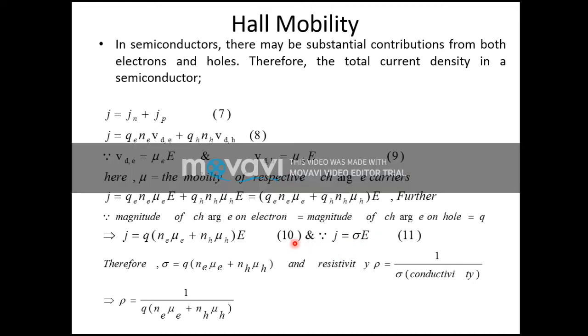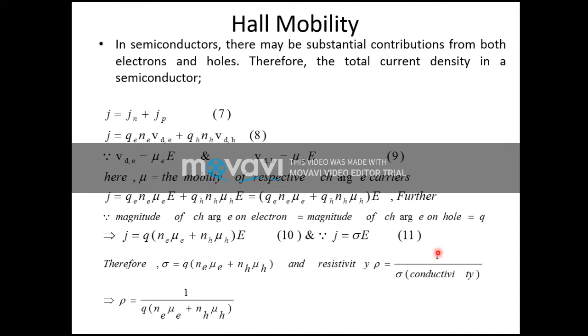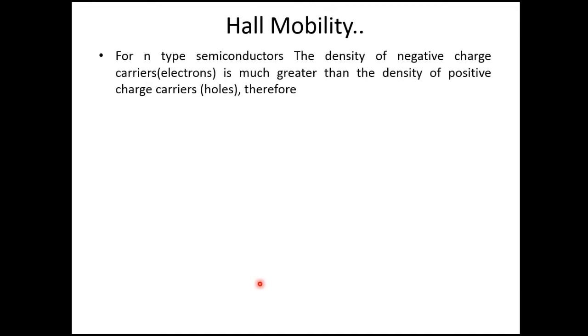So if you compare equation 10 and equation 11, you will get sigma is equal to Q within the bracket NE mu E plus NH mu H, and resistivity is actually the inverse of the conductivity. So we can write resistivity rho is equal to 1 by sigma, which is conductivity. So we can write rho is equal to 1 by Q within the bracket NE mu E plus NH mu H, bracket closed.